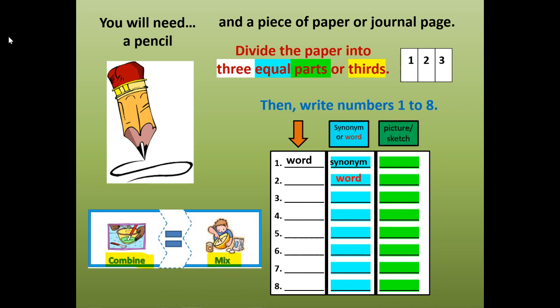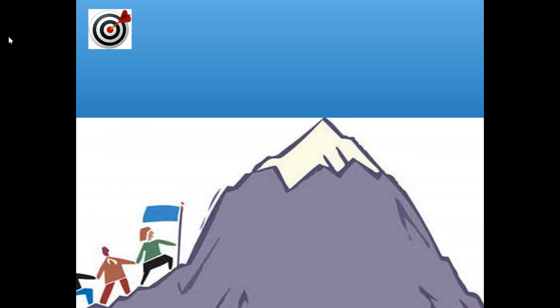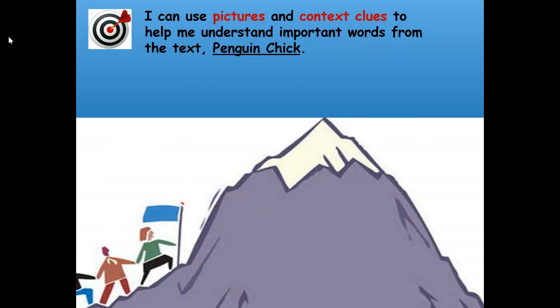And then if you don't catch the synonym, that's okay. You can write the word a second time. And then in the third column, I want you to draw a quick picture or sketch to help you remember the word. So here's our learning targets. I can use pictures and context clues to help me understand important words from the text Penguin Chick.